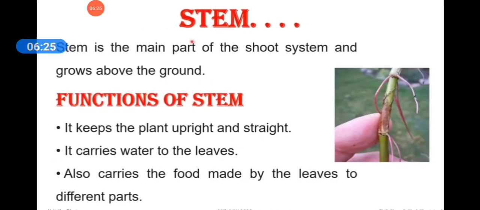Now come to our next topic. It is stem. Stem is the main part of the shoot system and grows above the ground. Functions of stem: it keeps the plant upright and straight. It carries water to the leaves. The water that the root absorbs, the stem helps to reach the leaves. It also carries the food made by the leaves to different parts of the plant.